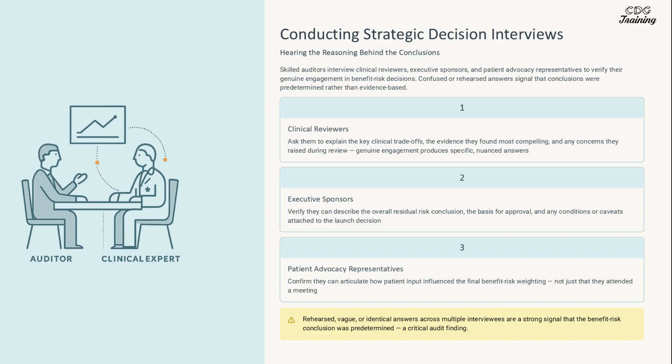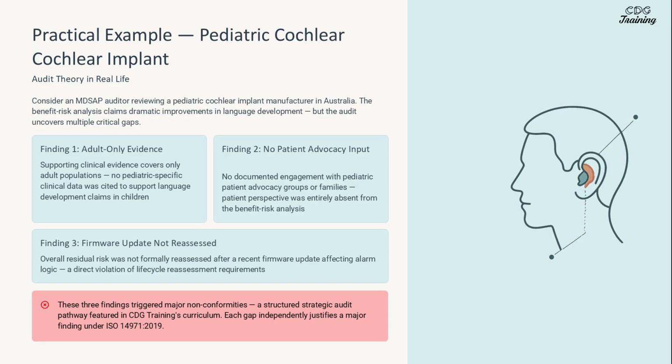Auditors interview clinical reviewers, executives, and patient advocacy representatives to understand the reasoning behind benefit-risk decisions. Rehearsed answers can signal predetermined conclusions. Consider a real-life audit of a pediatric cochlear implant manufacturer. The audit uncovered major nonconformities, highlighting the importance of structured strategic audit pathways.